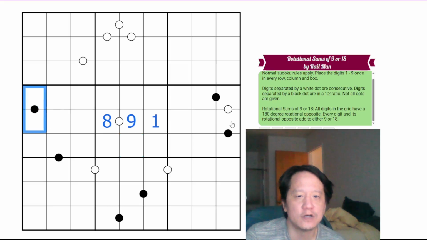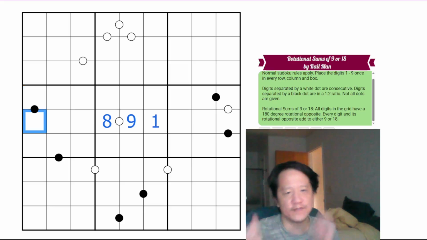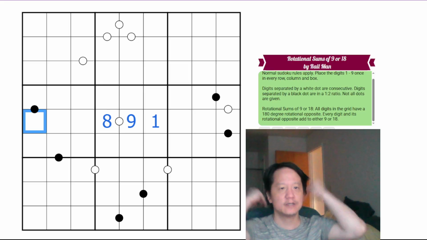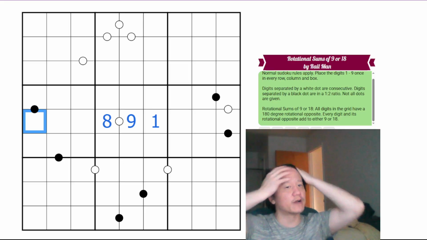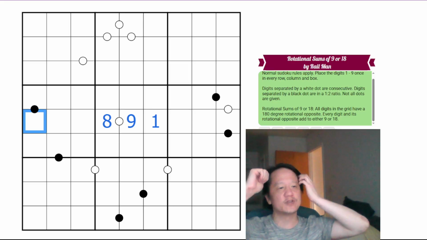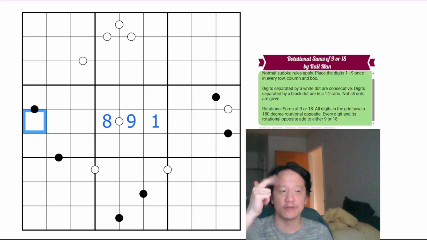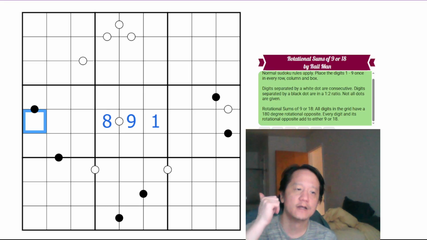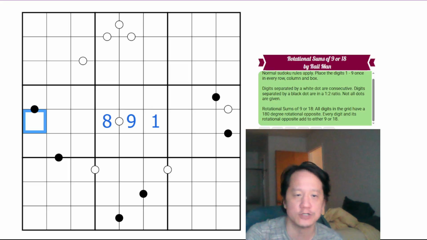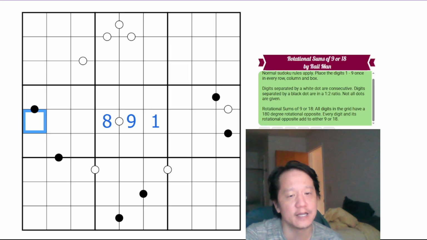These digits are in a 1 to 2 ratio, and it cannot be 1 or 8. And the digits 5, 7, and 9 can never be next to a black Kropke dot. Because if it were next to a black Kropke dot, how does that work? 5, 7, and 9 give you 2.5, 3.5, 4.5. And if you double them, you get 10, 14, and 18, none of which are digits. So that's why they can never be next to a black Kropke dot.